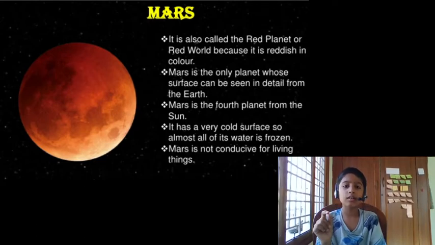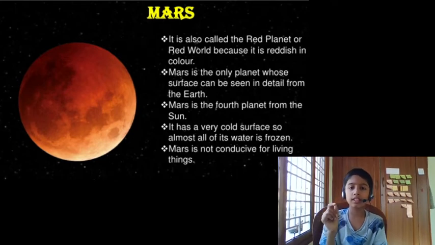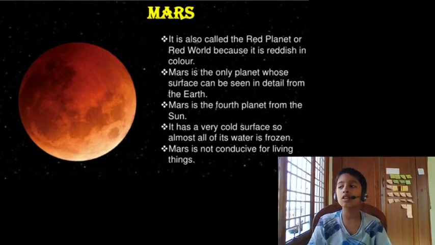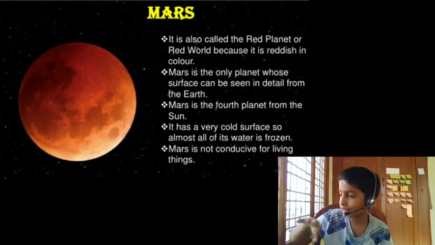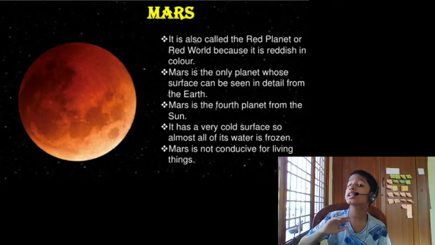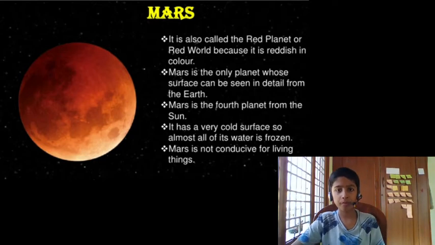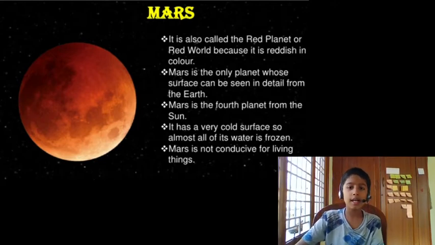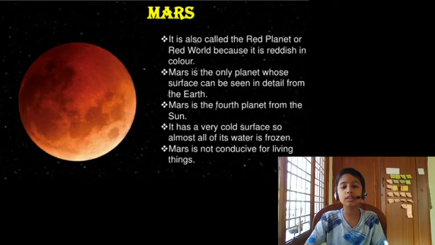Mars is the only planet whose surface can be seen in detail from the Earth. And Mars is the fourth planet from the sun, and it has a very cold surface.